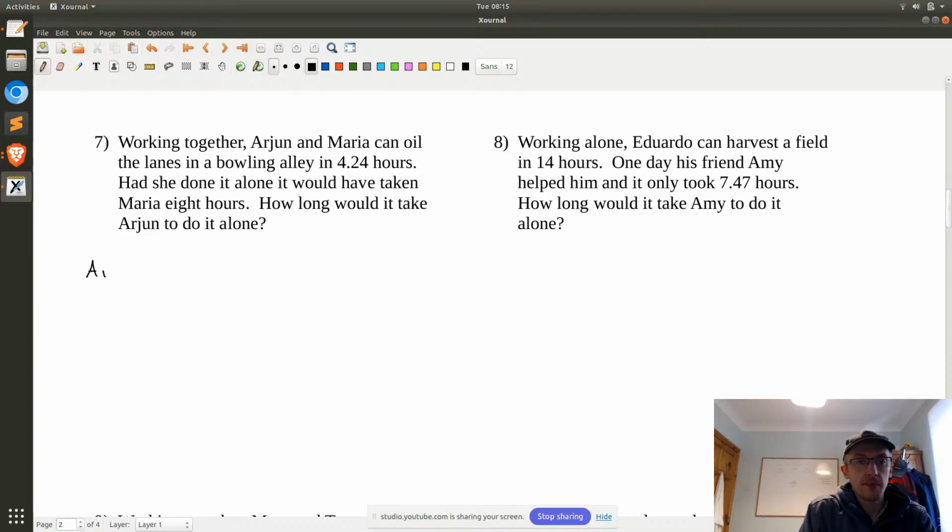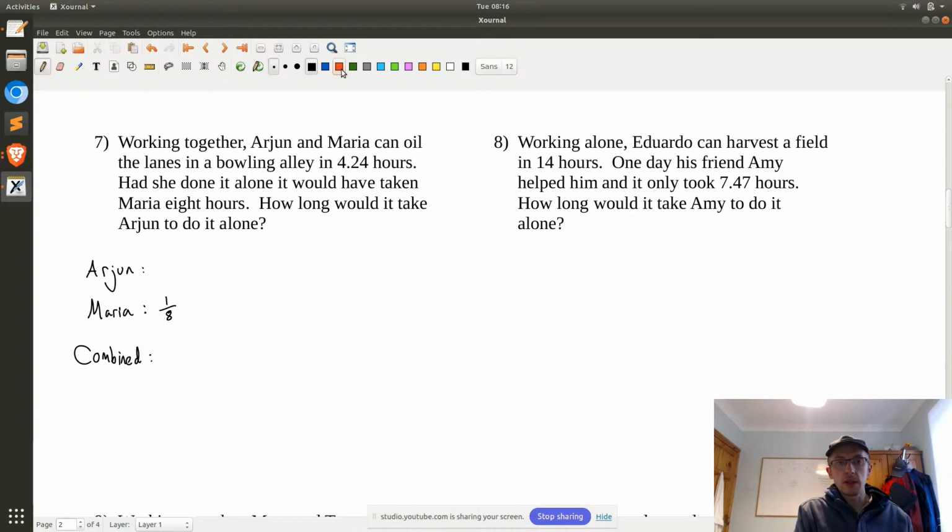So, Arjun, Maria, combined. Okay. So, had she done it alone, Maria would have taken 8 hours. So, what's her speed? Her speed is 1/8 of a bowling alley per hour. Am I getting that right? Yes, that's right. That's her speed.